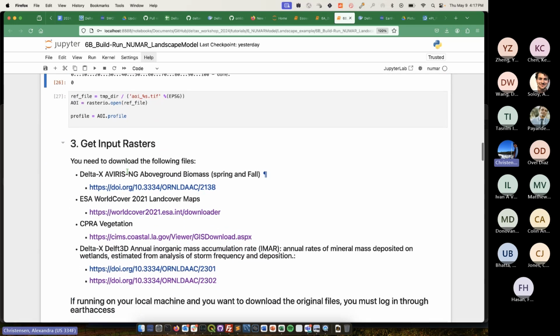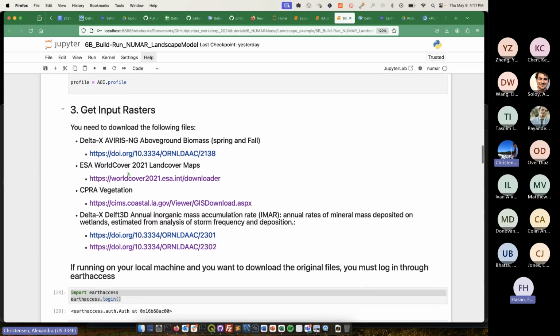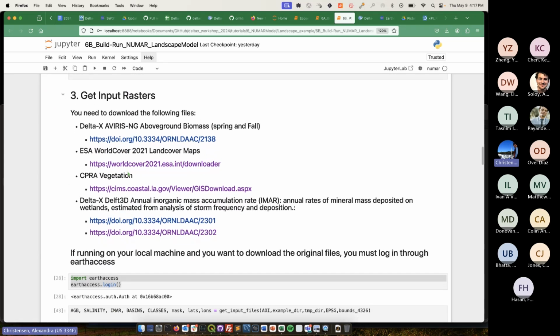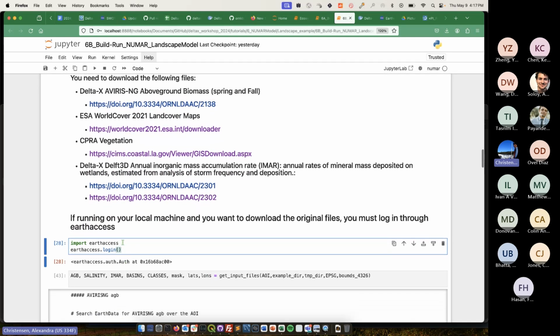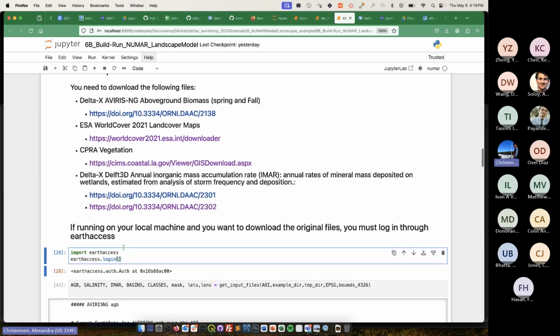Okay, and then we're going to download the input rasters. If you want to go through this process, you need to have an Earthdata login, and you need to import this earthaccess package. When you do that, it will ask for your username and password. Hopefully you all set that up because you had to get ORNL data. Once you do that, it will authenticate your login, and then anytime you try to download from Earthdata, it will automatically provide those credentials.